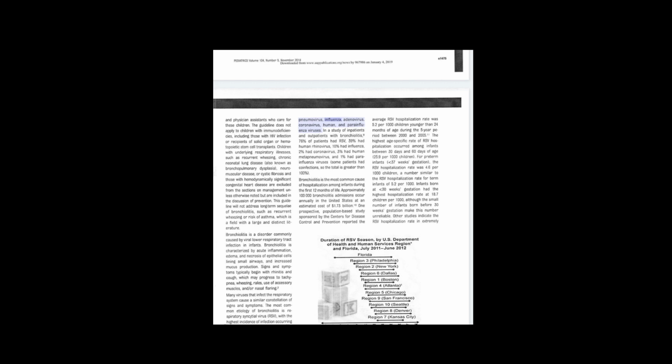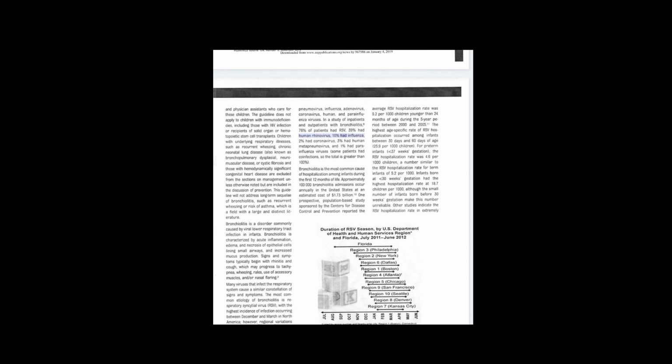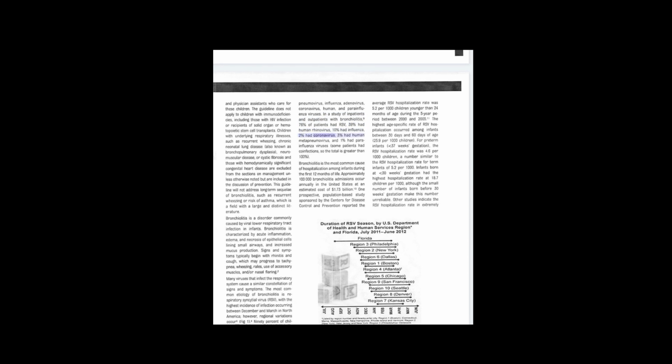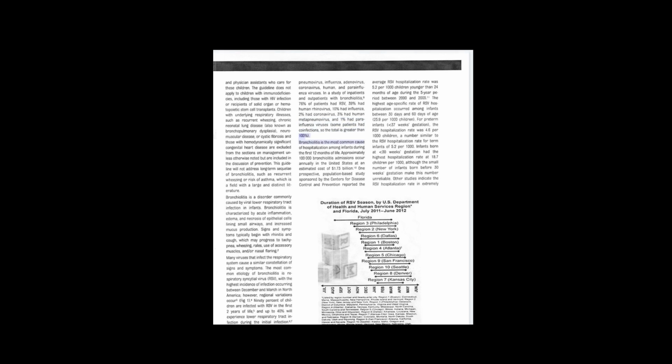Other viruses that cause bronchiolitis include human rhinovirus, human metapneumovirus, influenza, adenovirus, coronavirus, and parainfluenza viruses. In a study of inpatients and outpatients with bronchiolitis, 76% of patients had RSV, 39% had human rhinovirus, 10% had influenza, 2% had coronavirus, 3% had human metapneumovirus, and 1% had parainfluenza viruses. Some patients had co-infections, so the total is greater than 100%.